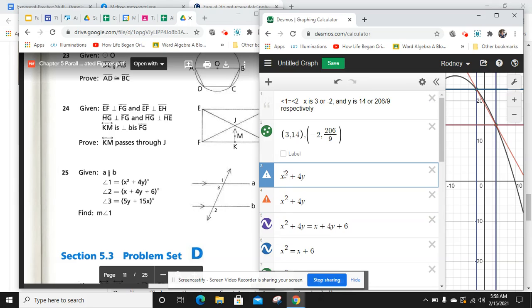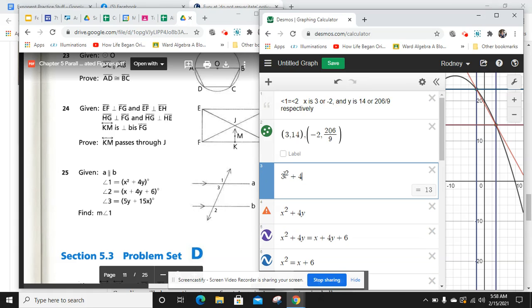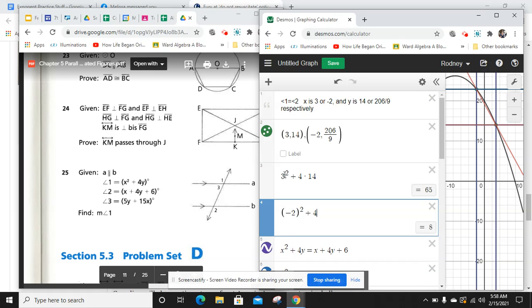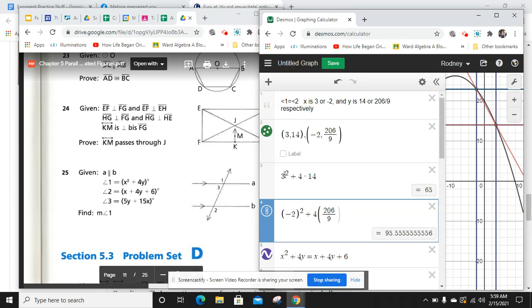So let's first solve it for (3, 14). So 3 squared and 4 times 14, which is 56. And I get 65 degrees. And then for -2, -2 squared, and then for y becomes 206 over 9, and I get 95.5 repeating degrees, which you could round to 95.6 degrees.